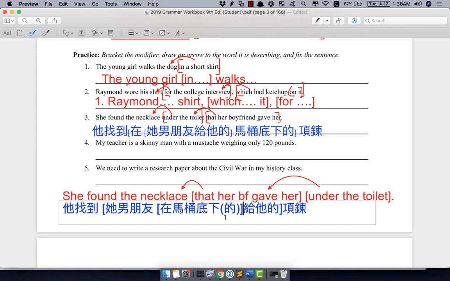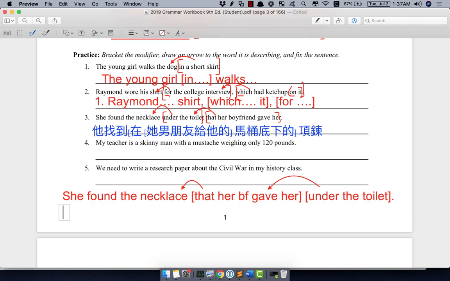So again, that's what I mean by the meaning is incorrect, because 在马桶底下给她 is kind of a weird place for her boyfriend to say, hey honey, this is the necklace I'm gonna give you, and let's do it under the toilet. That's kind of weird. So this sentence is still incorrect. So the question is then, how can you fix the sentence? And you see how the sentence gets confusing when you have two modifiers back to back, because in this case, when both of these phrases are trying to describe the same thing, necklace, then you can't put them back to back this way.